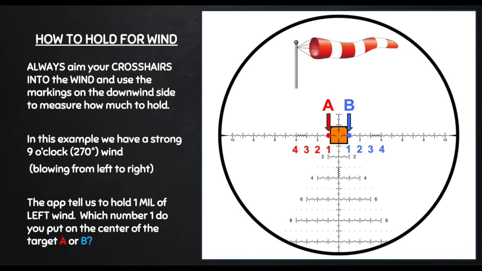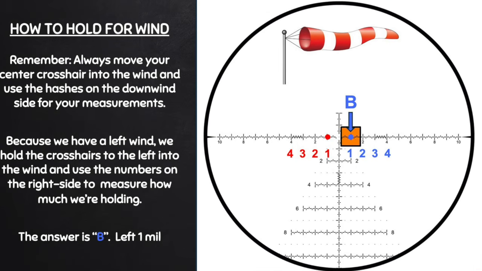So the example I'm showing here again is a 9 o'clock wind blowing left to right. Would you put the letter A on the center of the target, or would you put the letter B in the center of the target? So think about that for a second, and I'll give you the answer. All right, drum roll. Here the answer is, it's B.